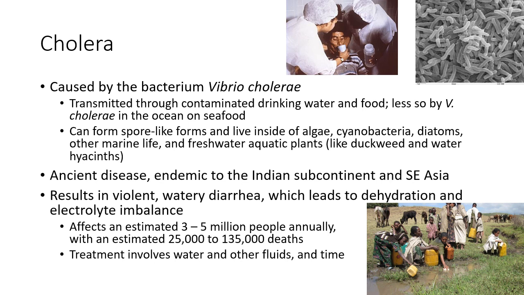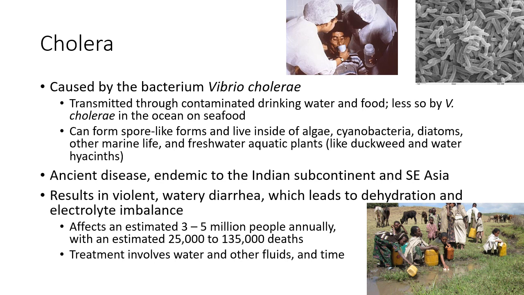This is a very old disease that is endemic to the Indian subcontinent and Southeast Asia. There are no known animal hosts of the disease. It's just a human disease. The symptoms include violent watery diarrhea, and that's how most people die, through the dehydration that is caused by the diarrhea, as well as the electrolyte imbalance. So you lose so much fluid that you end up dehydrated and die.